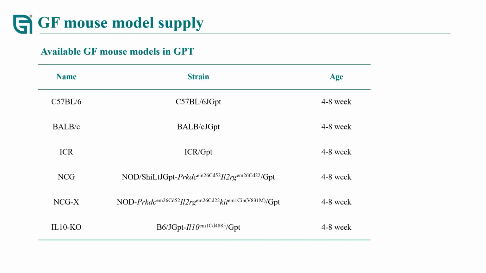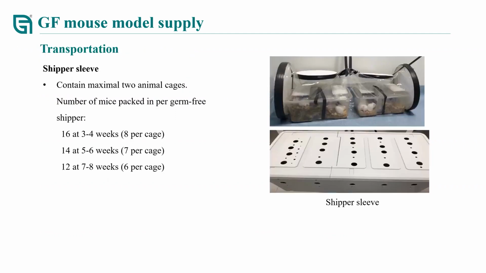What you can see here are the GF mouse models currently available in stock, including the normal inbred strain GF Black 6, BALB/c, outbred strain ICR, and other disease or immune-deficient strains such as NCG, or we also have IL-10 knockout germ-free mice. After you buy these GF models from us, we will deliver them to you. Especially for overseas customers, after you purchase some models, we use shipper sleeves to transport.